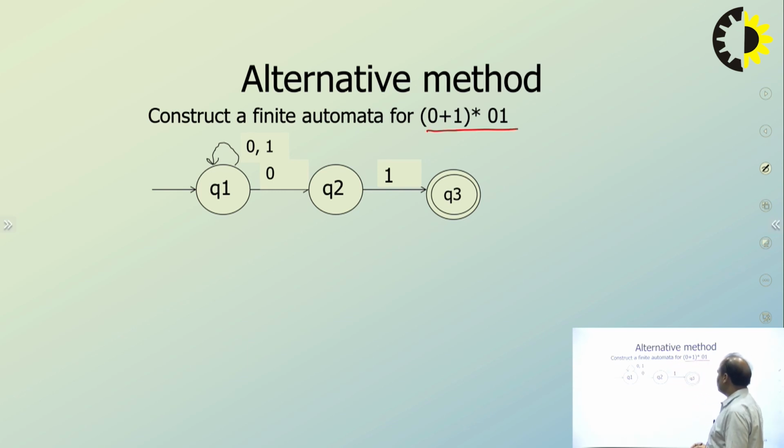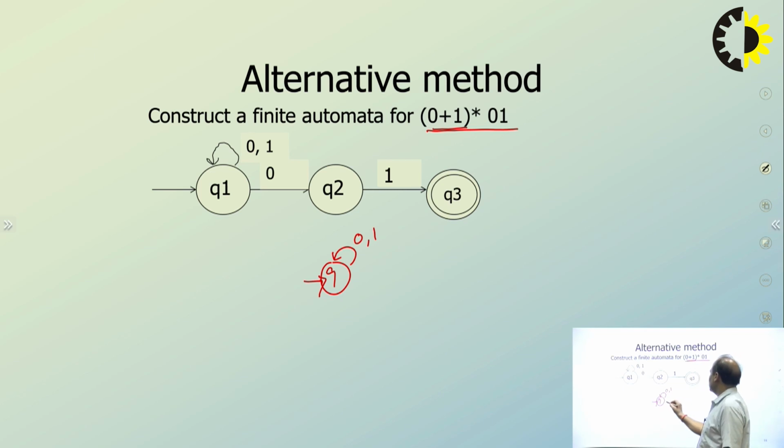It's very simple to construct. Start looking at the first part. This is 0 plus 1. So 0 plus 1 stands for 0 or 1. And the star is here, so don't change the state. Anywhere there is a star, there is no need to change the state. It will be pumped over there, right? So we are done with this.